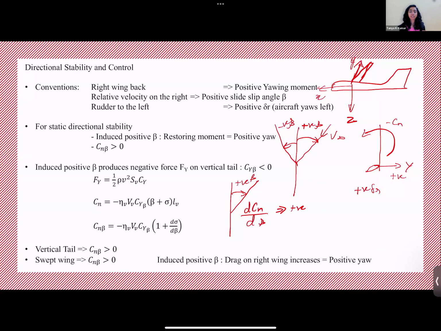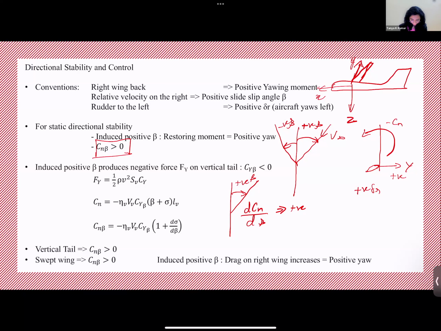So your inherent tendency to go back to equilibrium is given by the fact that your Cn beta should be positive. In our longitudinal stability, it was Cm alpha should be negative. Here it is Cn beta should be positive. So this is the only condition for directional stability. In longitudinal stability, it was Cm alpha should be less than 0. Okay, yeah. So now let's just see.